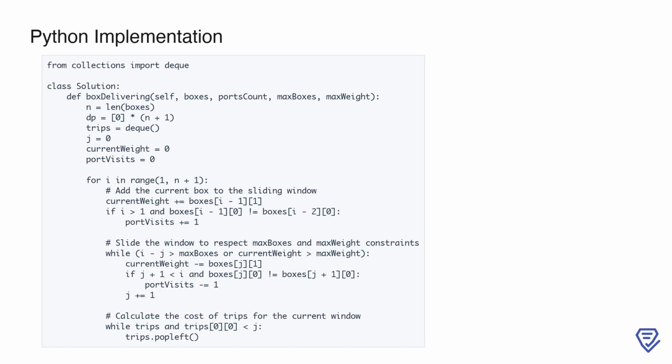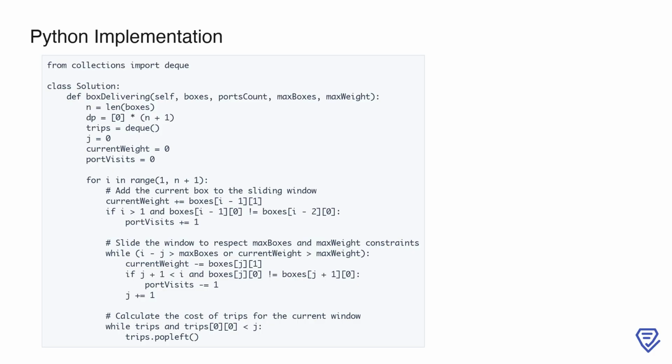The variable j represents the start of the current window, current_weight tracks the total weight of boxes in the current window, and port_visits counts the number of distinct port visits for the window. Now, the core of the logic begins with a loop that iterates over each box. At the start of the loop, we add the weight of the current box to current_weight. If this box's port differs from the previous box's port, we increment the port_visits counter.